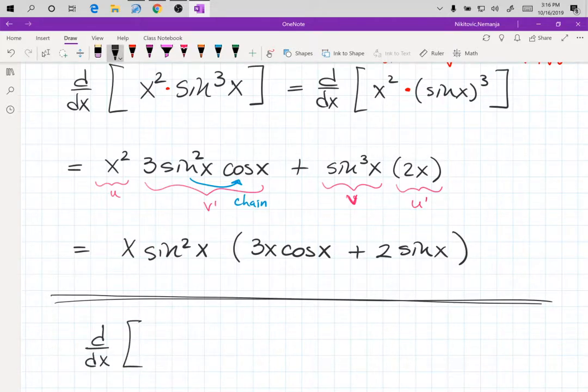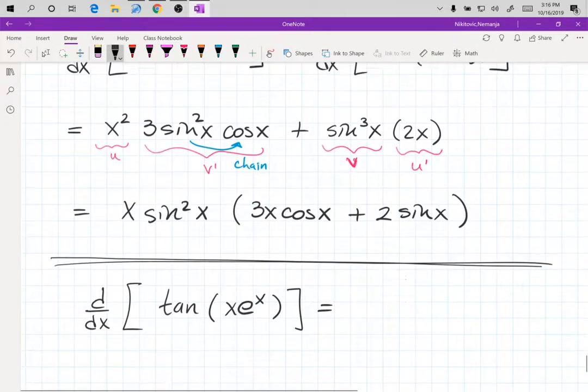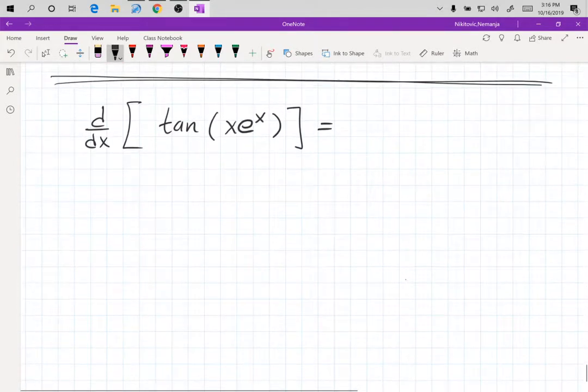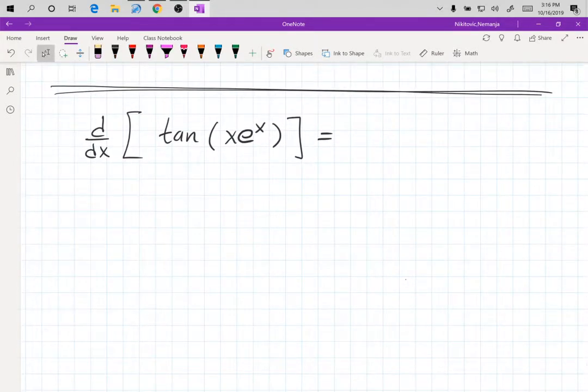The derivative of, let's say, tangent of x e to the x. This would be a standard exam question.